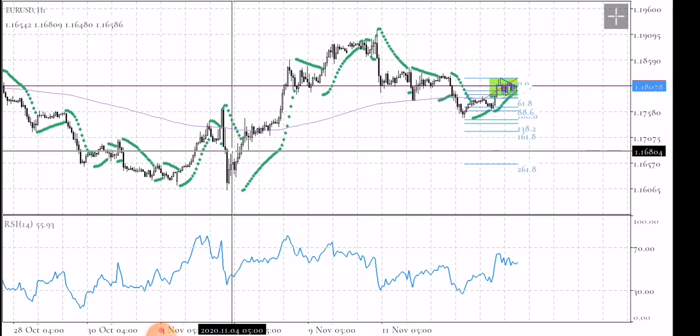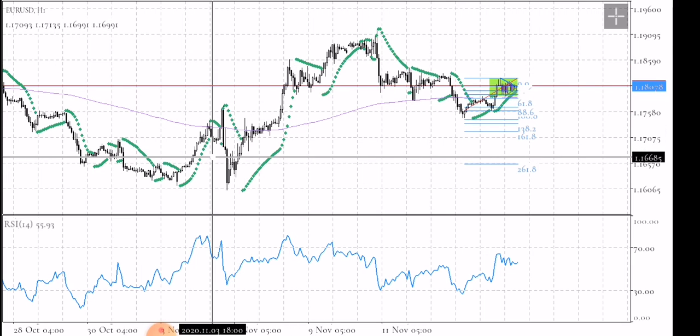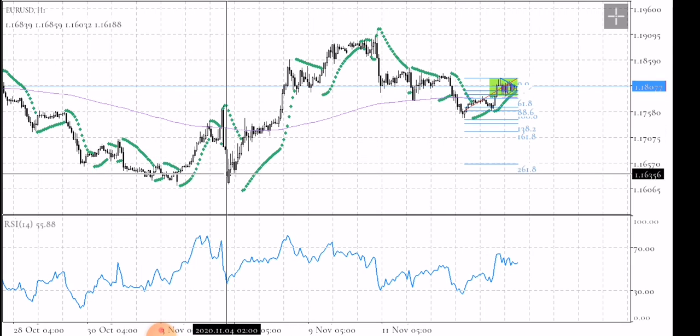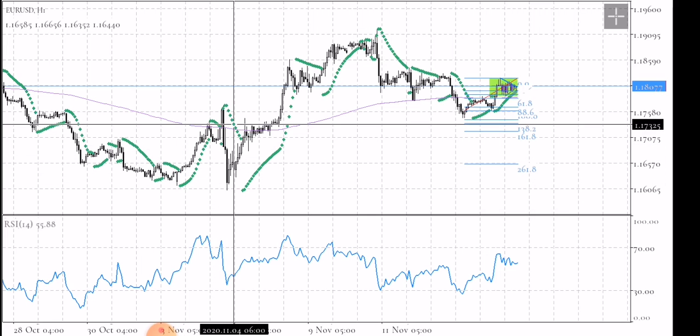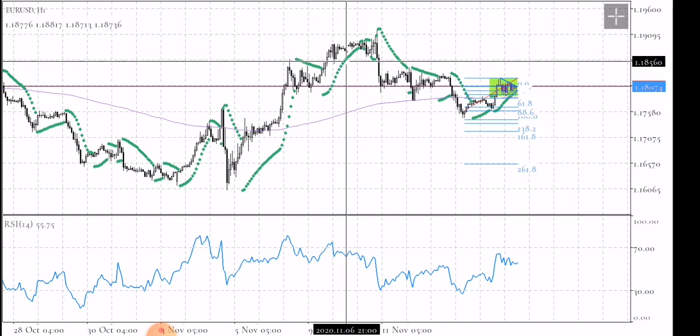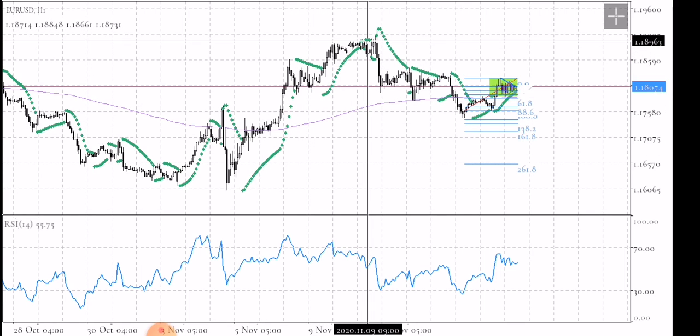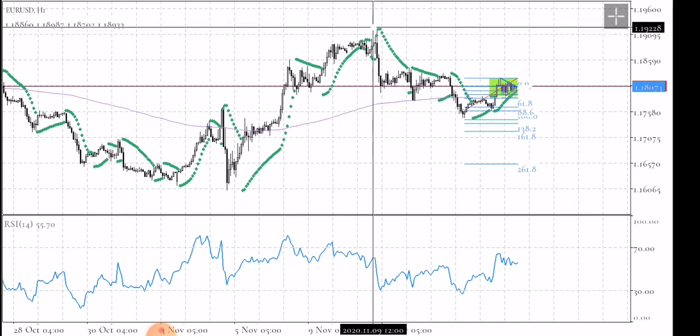I've gone internally and counted these waves, and they go as follows. It's like 1, 2, 3, 4, and an extended 5. Now I could be wrong on this.